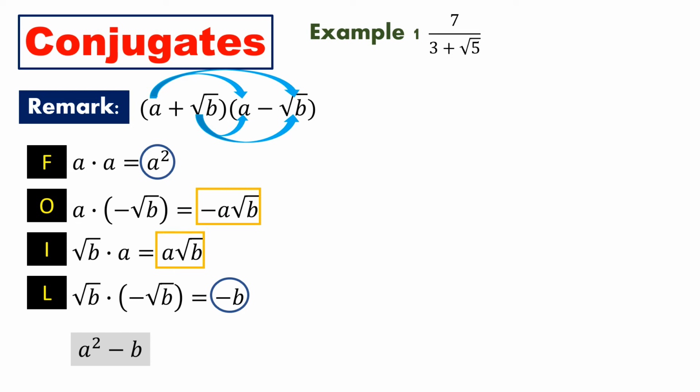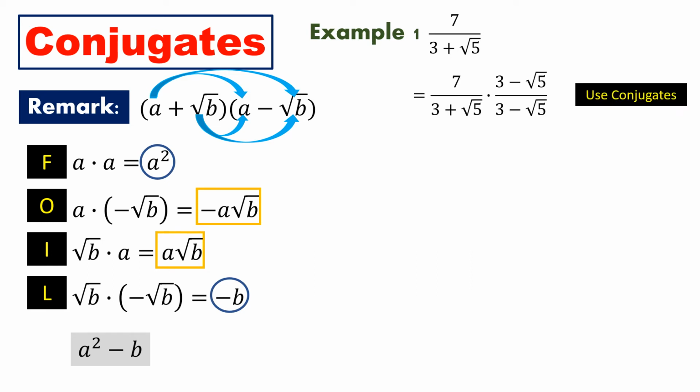The answer is we use conjugates. Look at the denominator. We multiply the original expression by 3 minus square root of 5 all over 3 minus square root of 5. Now, notice that 3 minus square root of 5 all over 3 minus square root of 5 is equal to 1 because anything over itself is just equal to 1. We have not changed the value of the original expression, but multiplying 7 all over 3 plus square root of 5 by 3 minus square root of 5 all over 3 minus square root of 5 will change the form of the given expression. Take a look at the solution.